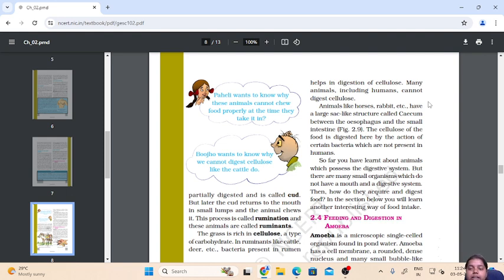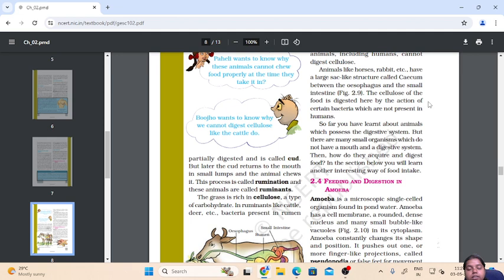Animals like horses, rabbits, etc., have a very large sac-like structure called the cecum, between the esophagus and the small intestine. The cellulose of the food is digested here by the action of certain bacteria which are not present in humans. They have those bacteria, that's why the digestion of cellulose is easy for them.